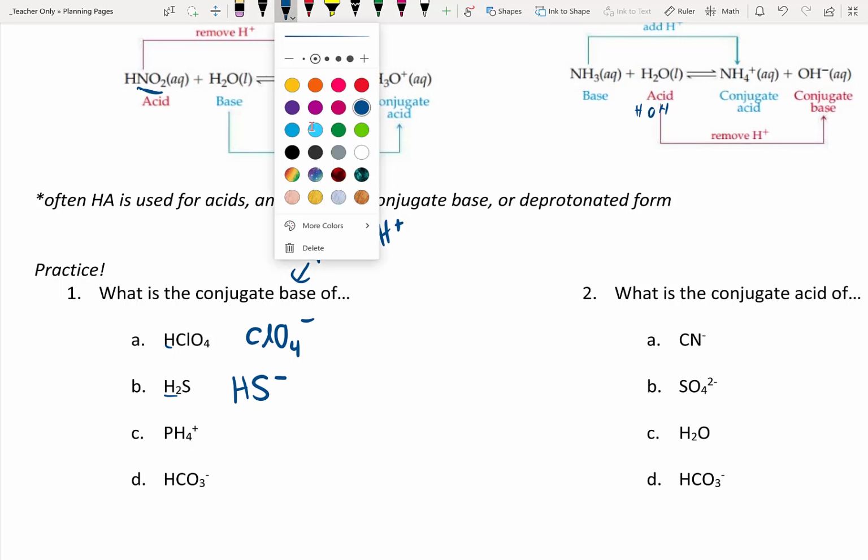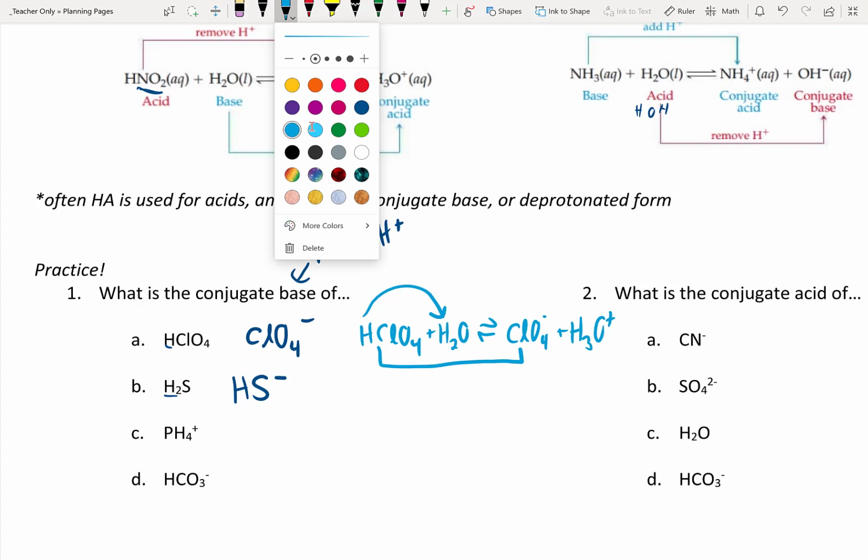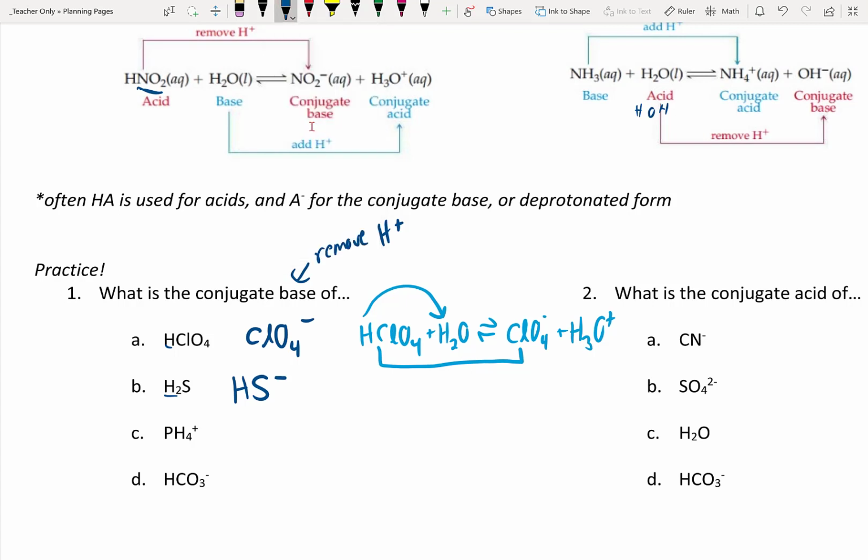We could even write the whole reaction. Okay, we have HClO4 plus H2O. If it's acting as an acid, it's donating that proton to form ClO4- and H3O+. Okay, so we see that pair relationship. PH4+ becomes PH3 without the positive charge, and HCO3- becomes H2CO3. Okay, cool?